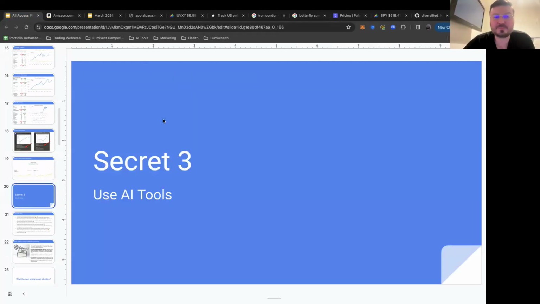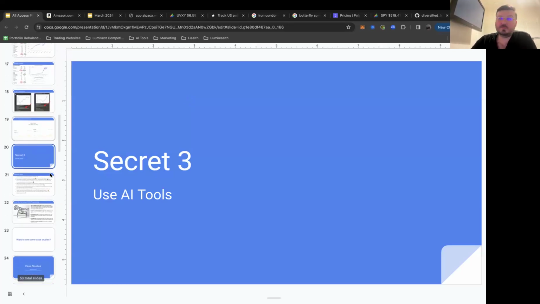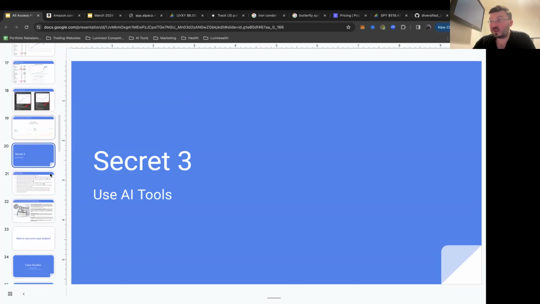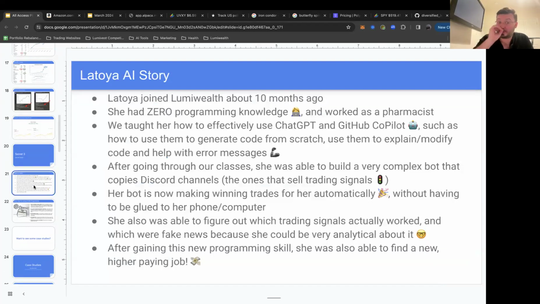Okay, secret number three, use AI tools. All right, so AI tools, I mean, they've been the talk of the town lately, but they really make a big difference when you're doing any kind of code related stuff. For those of you that are coders here, you probably know what I'm talking about. I don't know how deep you've gone into it, but there's a very deep rabbit hole for AI technology right now. So let me tell you a story.